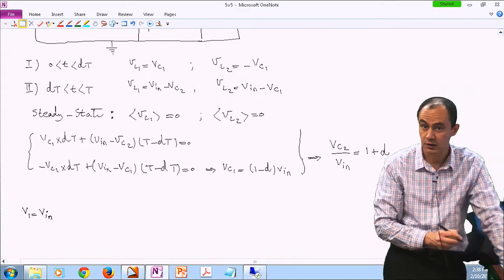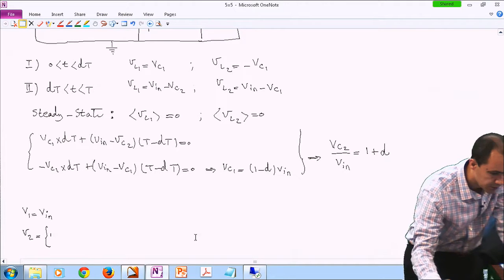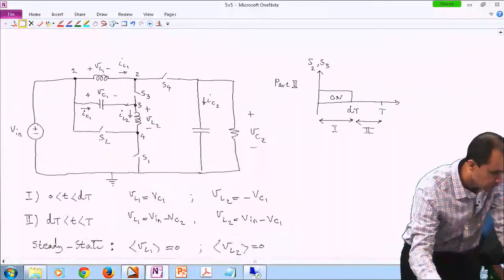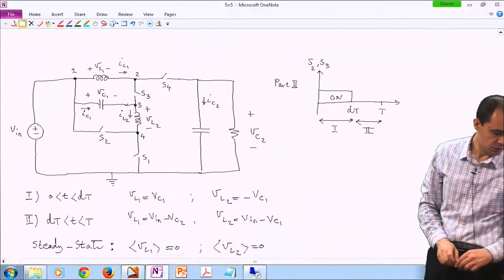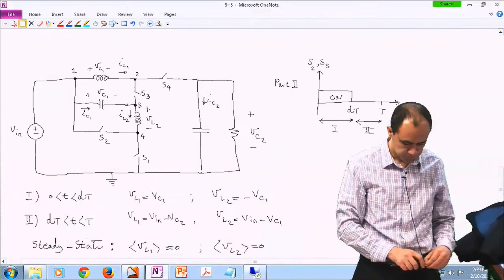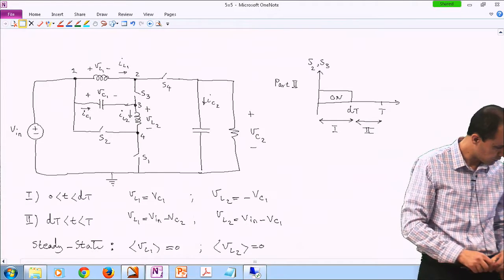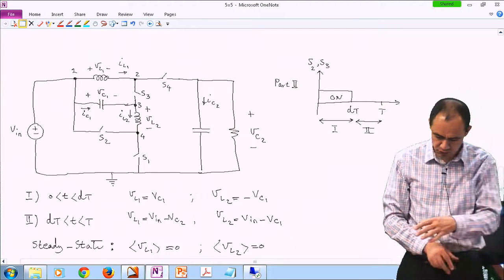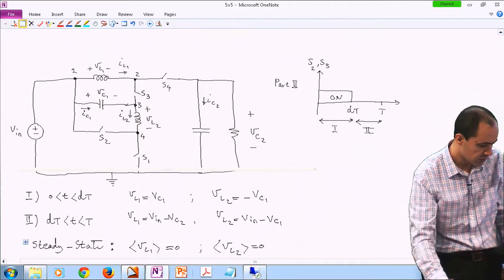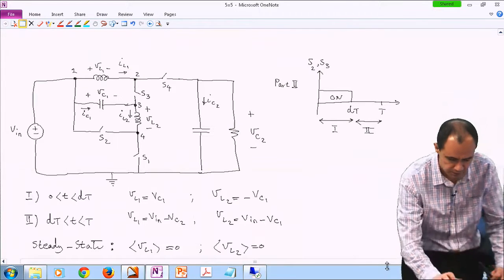The input voltage, okay. Now what about the voltage of node 2? Node 2, there are switches connected to node 2, and assuming, for instance, S4, let me see, S3 is on. Okay, if S3 is on, I'm just trying to make sure I have all the nodes over here. If S3 is on, basically node 2 is nothing but Vin minus VC1, right?